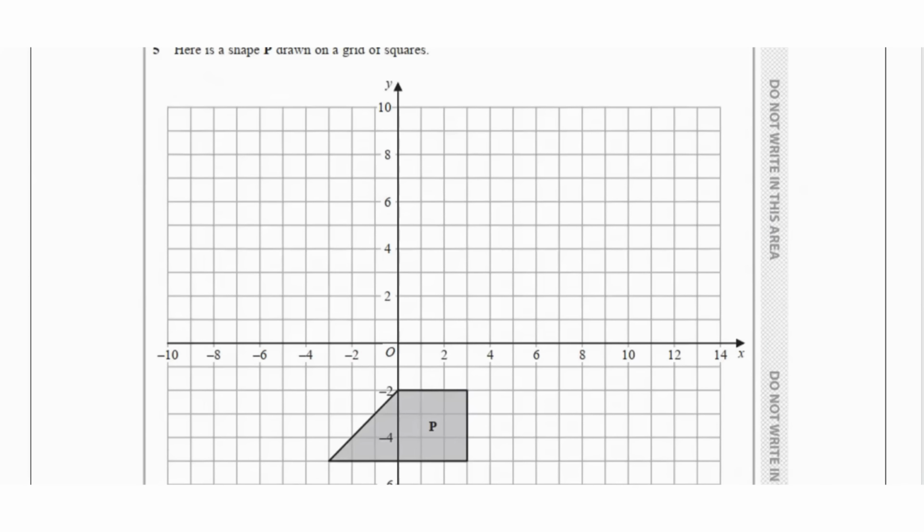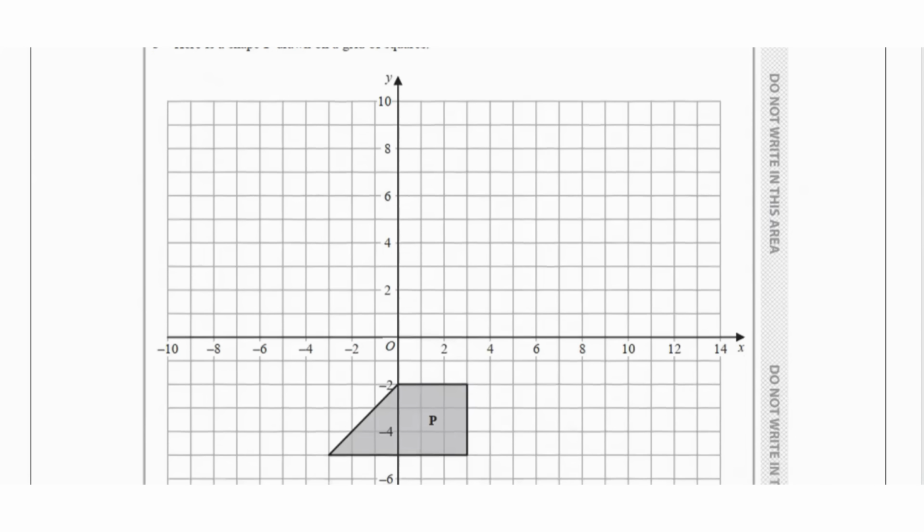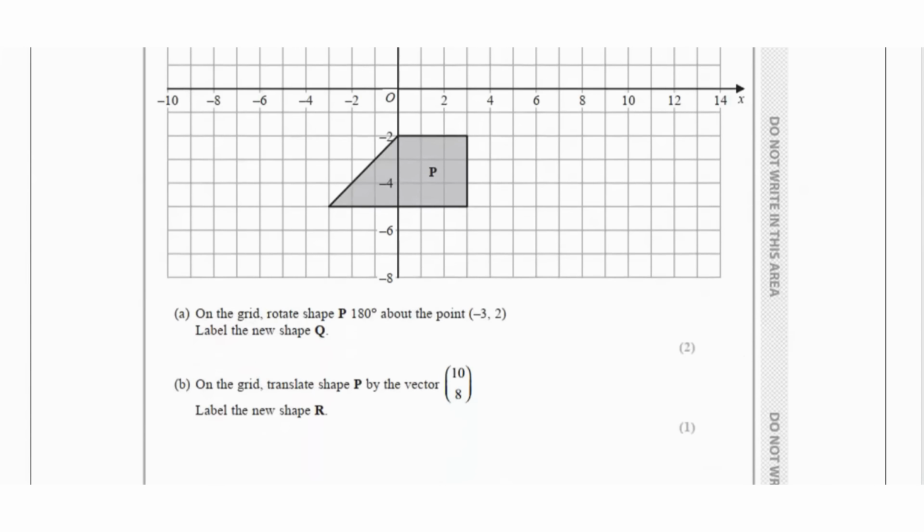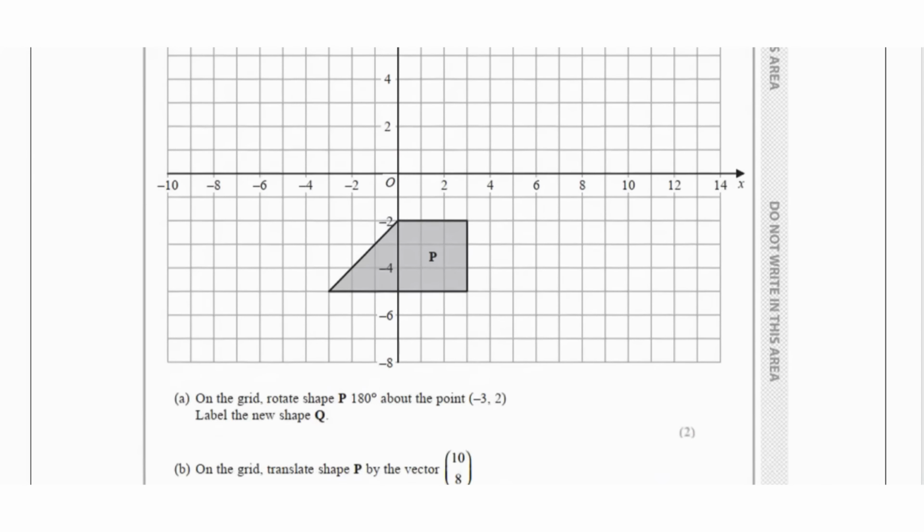Then I heard transformations didn't come, but someone who gave the foundation paper said that transformations came for them, like enlargement, I think. I'm not sure, but once again, to be on the safe side, there's no harm in practicing it. So here's a shape P drawn on a grid of squares. On the grid, rotate shape P 180 degrees about the point (-3, 2). Label the new shape Q.